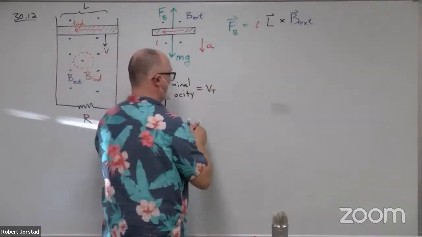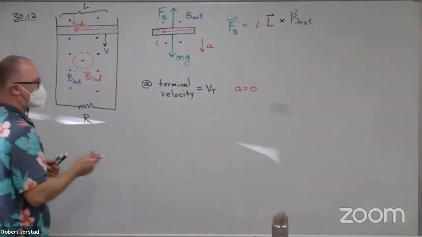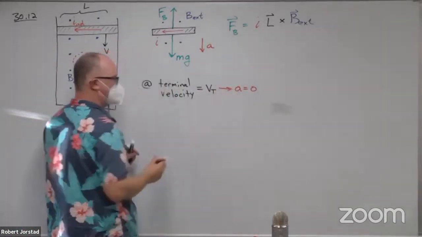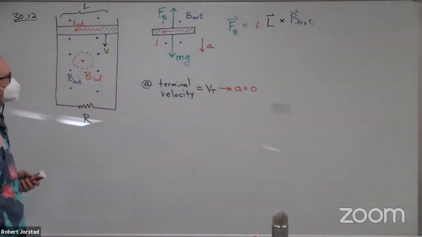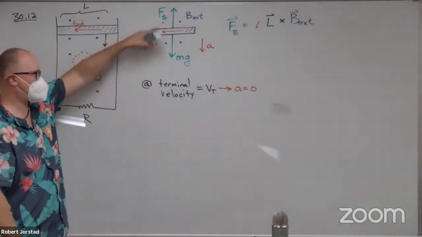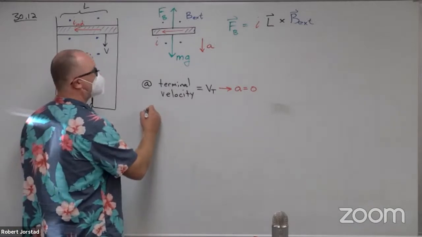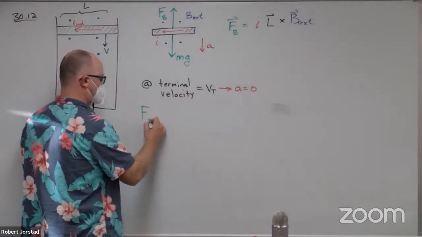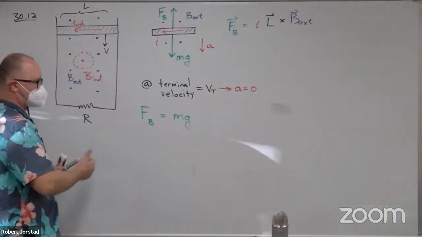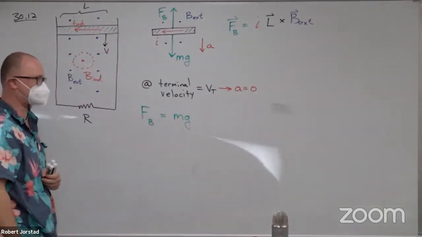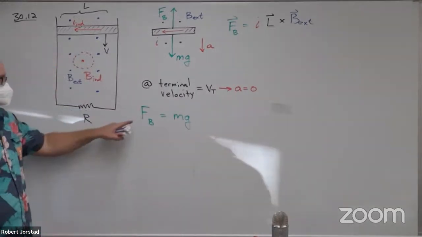Are you okay with that statement? So now help me out. What's true about these two forces at terminal velocity? In magnitude, right? Yep. This is the other aspect of terminal velocity. How does this help us figure out the terminal velocity? How do I get velocity involved?